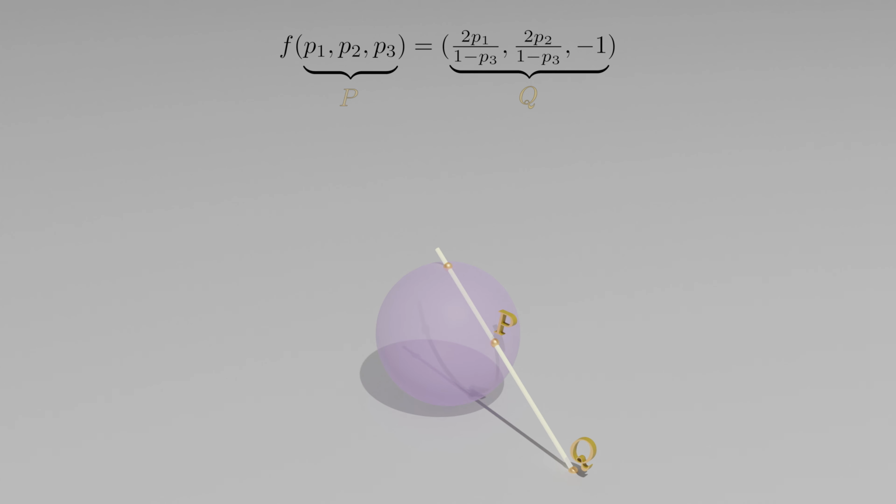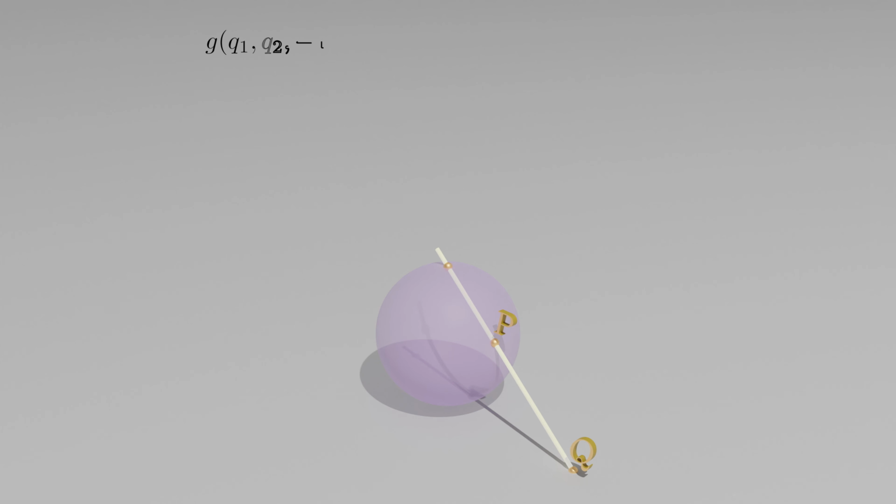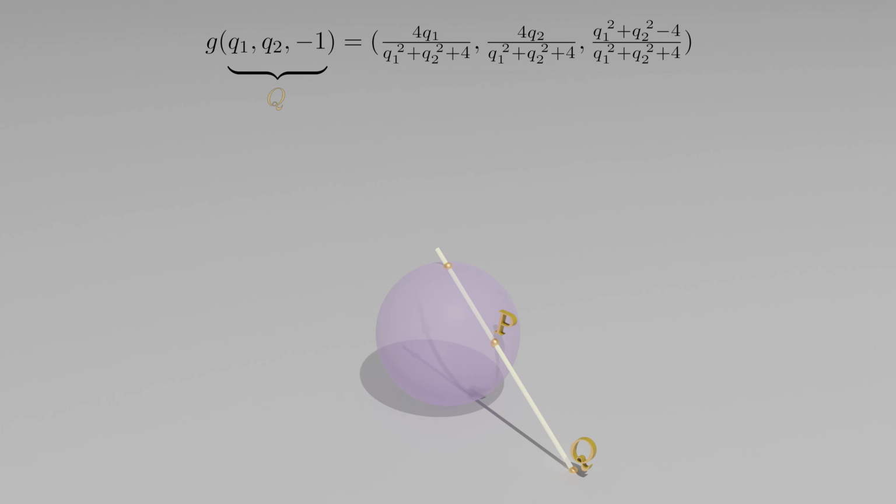If we had instead defined this line in terms of point Q and the North Pole instead of point P and the North Pole, and then solved for where this line intersects the sphere, we would then be able to derive the inverse of the previous function, which can be defined as g of q1, q2, -1 equals 4q1 over q1 squared plus q2 squared plus 4, 4q2 over q1 squared plus q2 squared plus 4, and q1 squared plus q2 squared minus 4 all over q1 squared plus q2 squared plus 4. For this function, you simply plug in point Q, and then the output is point P.